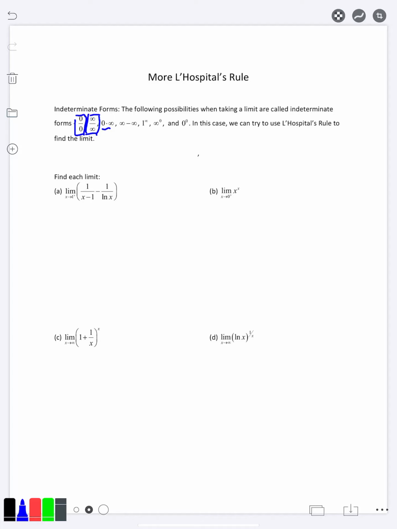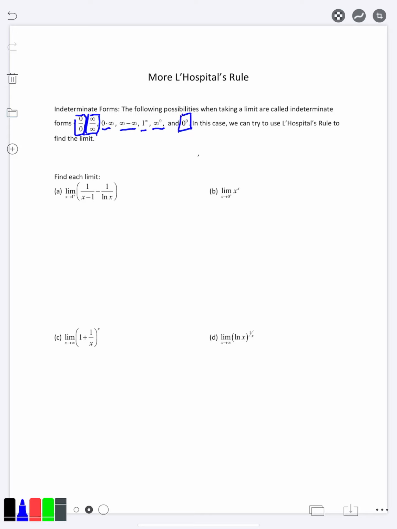Next, we're going to look at also cases where we have infinity minus infinity. We're going to look at cases where you have 1 to the infinity. We're going to look at cases where you have infinity to 0 and 0 to the 0. Now all of those together, those are called indeterminate forms. And the reason they're called that is we cannot determine what the answer is. Let me explain what I mean by that.